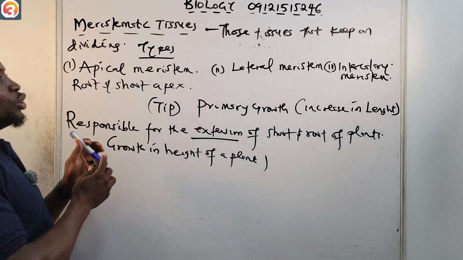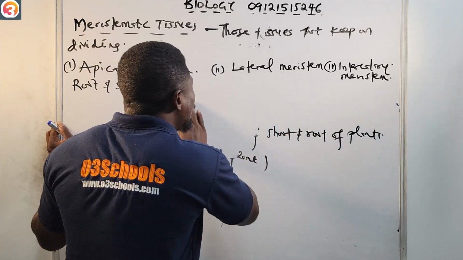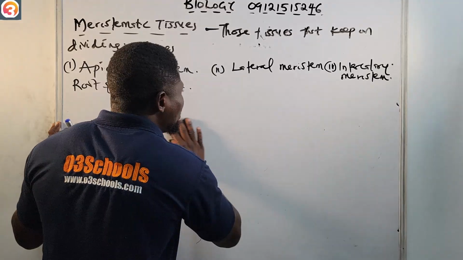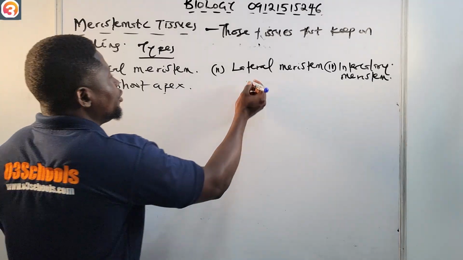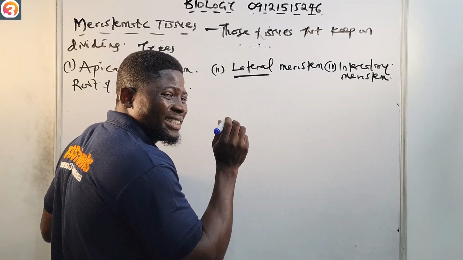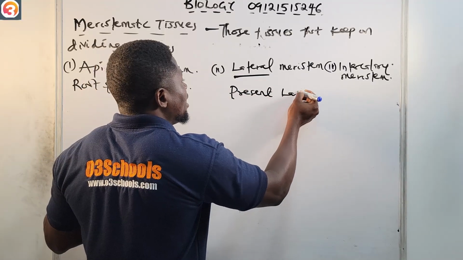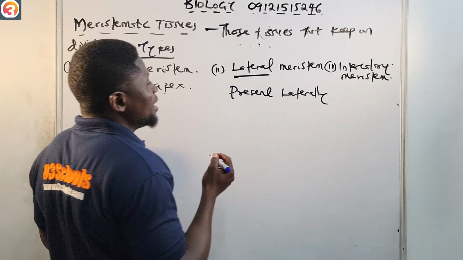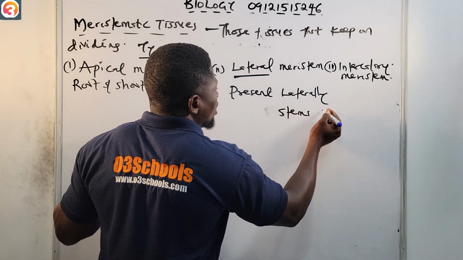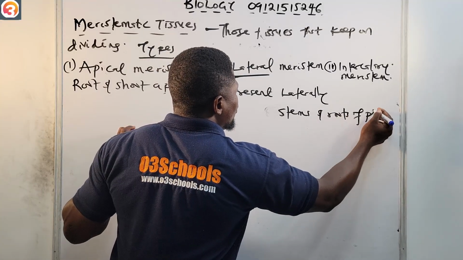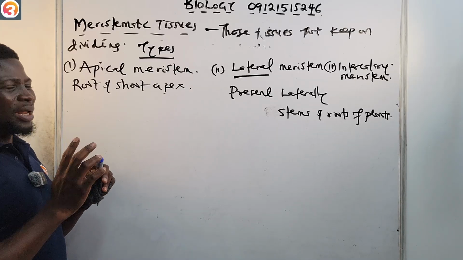Now that takes us to lateral meristem. Lateral meristem is responsible for the lateral growth of the plant, and they are present laterally in stems and roots of plants. That is the location.